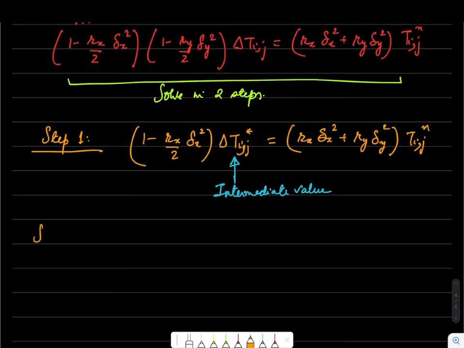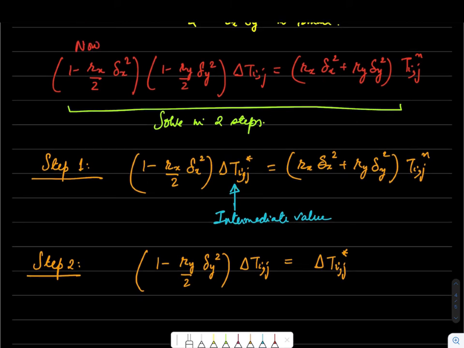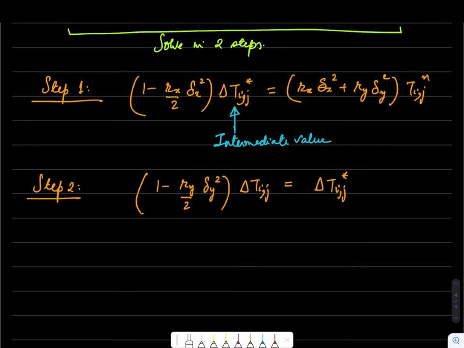Step 2 will be that I will use this intermediate value to calculate the final temperature. So we will say 1 minus ry by 2 del y square delta Tij, which is my actual change, is delta Tij star. You can clearly see that I've combined. This equation is actually split into these two, because if I put delta Tij star as this number here, I recover the original equation. So this becomes the second step.